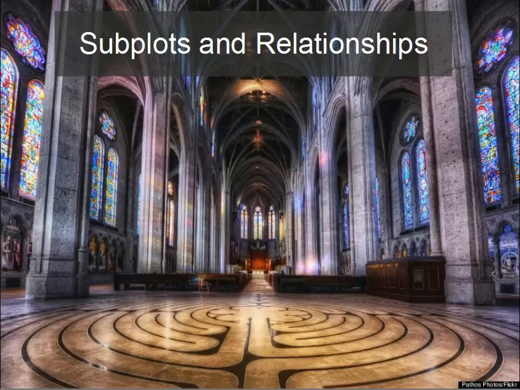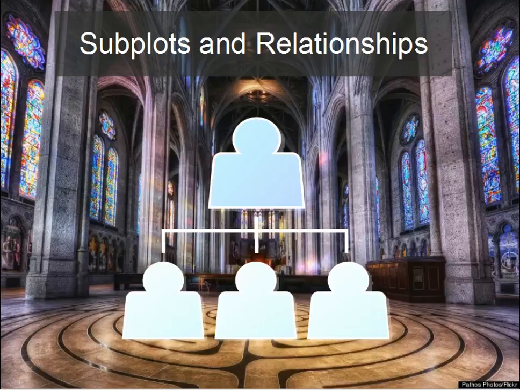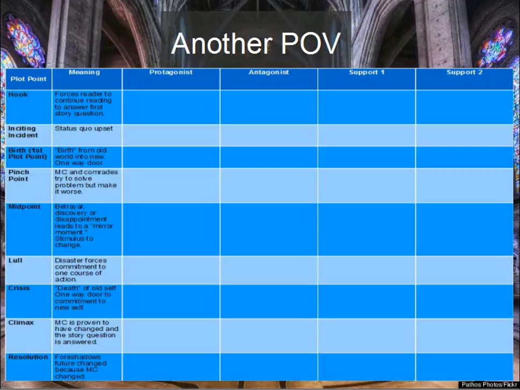Most subplots revolve around the relationships we have: how the protagonist relates to the support characters, the antagonist, and so on in your novel. So I'm not just going to ask what happens to your protagonist, I'm also asking you to pick the top 3 to 5 characters in your story and the antagonist, and write the story from each of their points of view at each of the plot points.